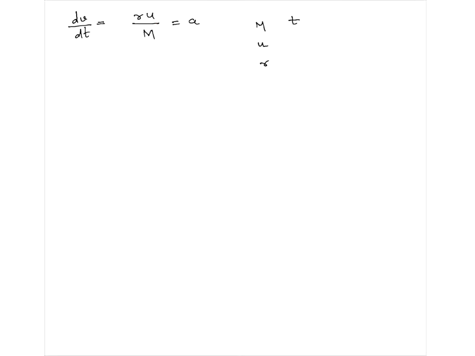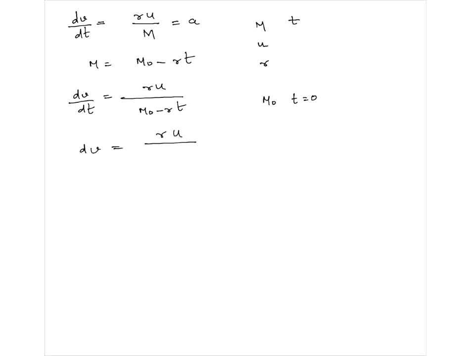Now, if m0 was the mass at time t equal to 0, then m is given by m0 minus R times t, right? Rt is the amount of gas that has left the rocket. That means dV by dt is Ru over m0 minus Rt. And therefore dV is Ru upon m0 minus Rt dt.